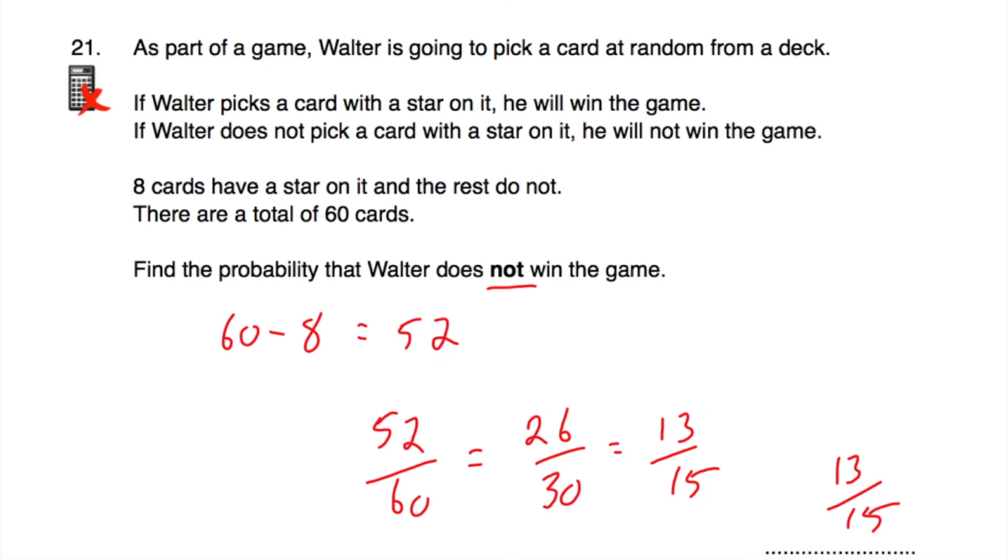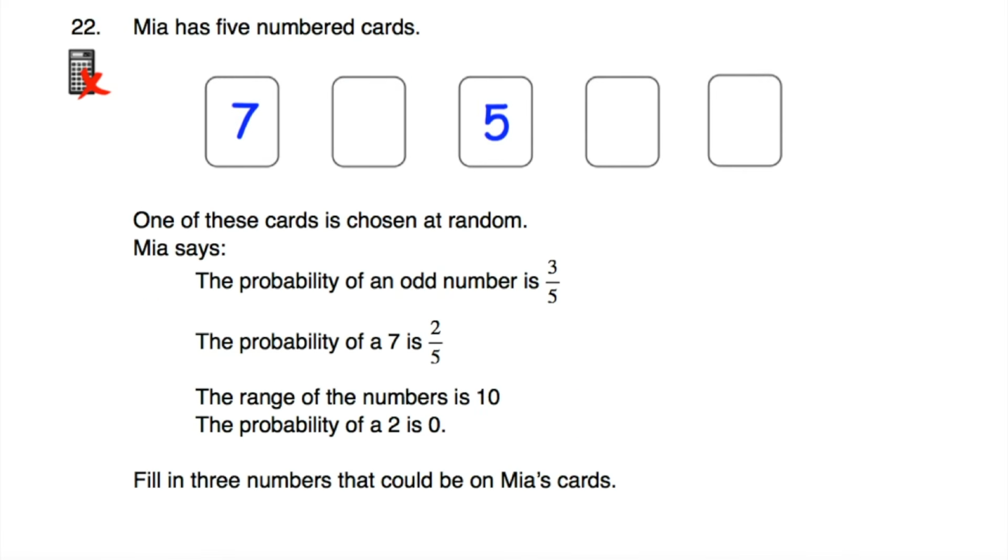Okay, let's have a look at the next question, question number 22. Question number 22 says, Mia has 5 numbered cards, so she's got 5 numbered cards, and we know that one of them's got a 7 on it, and one of them's got a 5 on it, and then there's 3 other cards, and we don't know what those numbers are yet. And we're told one of the cards is chosen at random. And Mia says the probability of an odd number is 3/5. So that means if the probability of getting an odd number is 3/5, it means that 3 of the 5 cards will have to be odd.